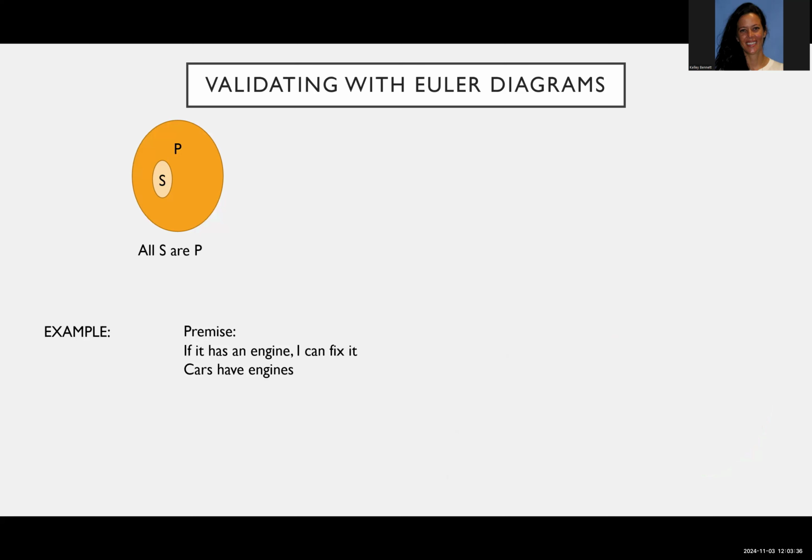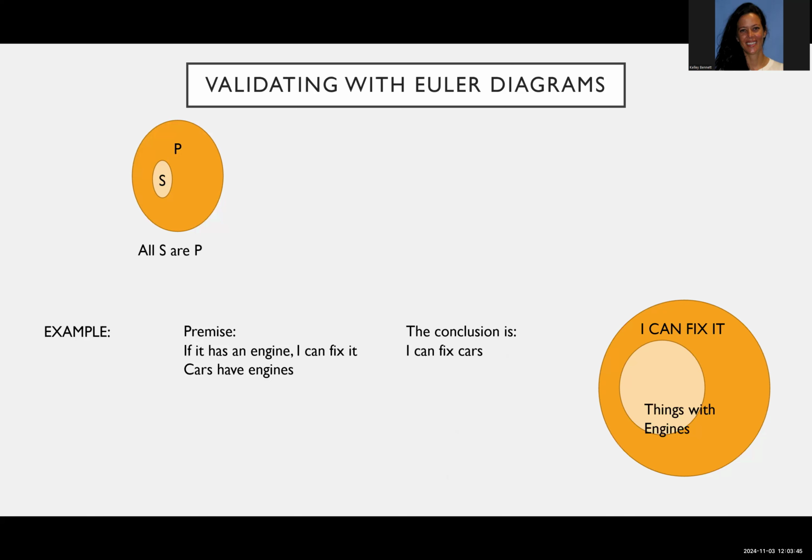Here's another one. If it has an engine, I can fix it. Cars have engines, so I can fix cars. And so this is an all S are P situation again. We've got things with engines encompassed in the things that I can fix. So now we need to figure out where cars are. They're in the things with engines. And so does that fall within the larger circle of things I can fix? Yes, it does. This argument is valid because the X must fall in that larger circle of things I can fix.